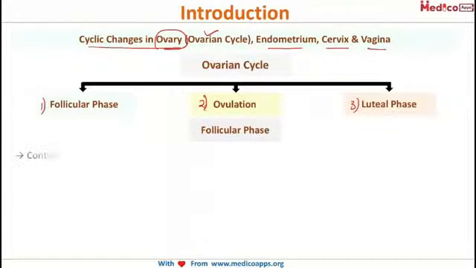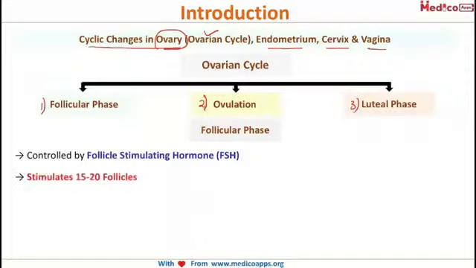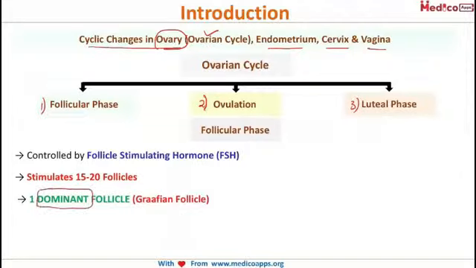Now, let's start off with the follicular phase. It is controlled by follicle stimulating hormone. Follicular phase, obviously follicle stimulating hormone. Here it stimulates 15 to 20 follicles in the ovary. The FSH goes and stimulates about 15 to 20 follicles. But we all know that only one of these follicles is going to become what we call the dominant follicle, or famously known as the Graafian follicle. So one follicle out of these 15 to 20 becomes the dominant or the Graafian follicle.